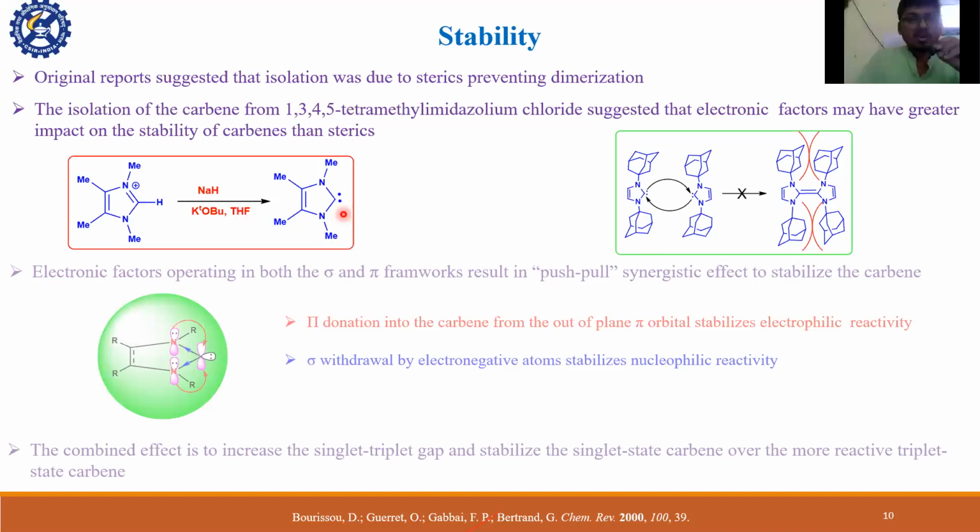Here, the carbene has a vacant orbital and a filled orbital, and the nitrogen contains a lone pair. So due to back bonding, we can say there is a synergic effect, and these molecules are stable.